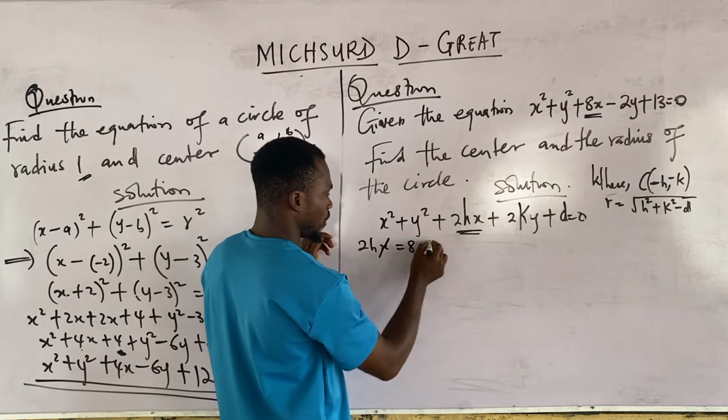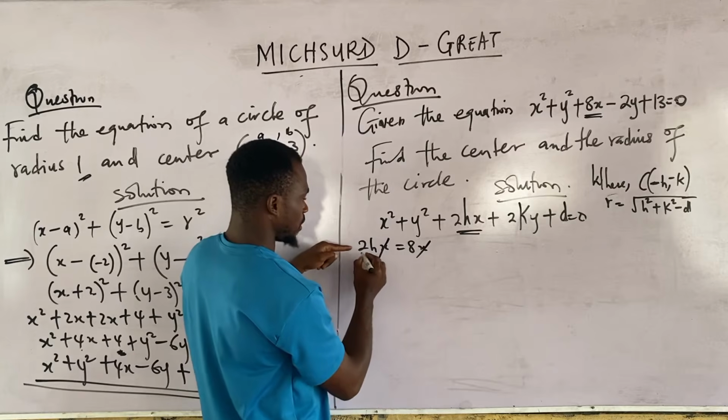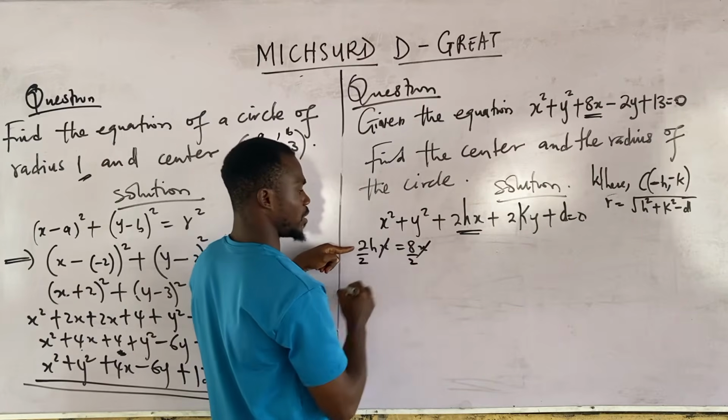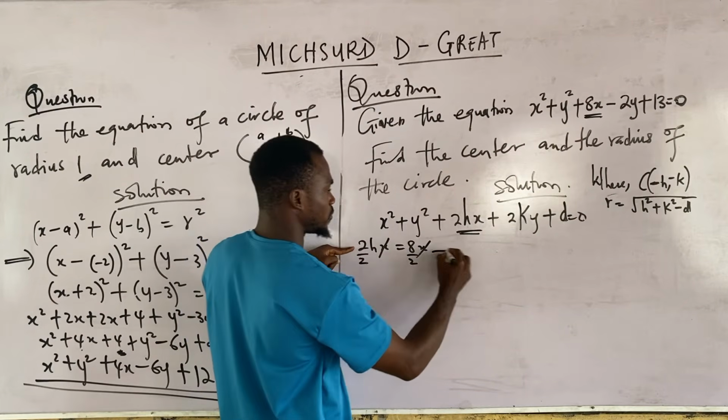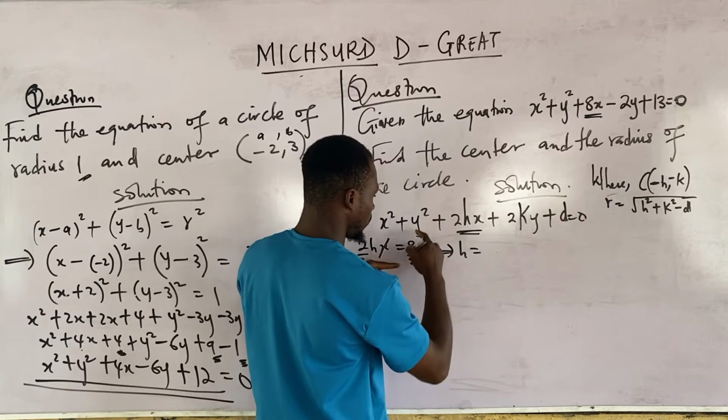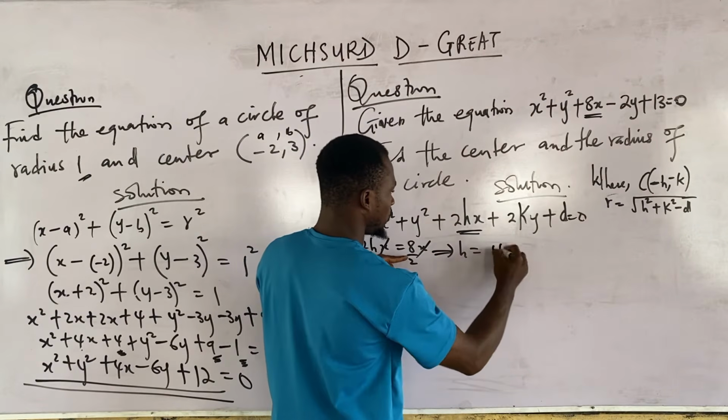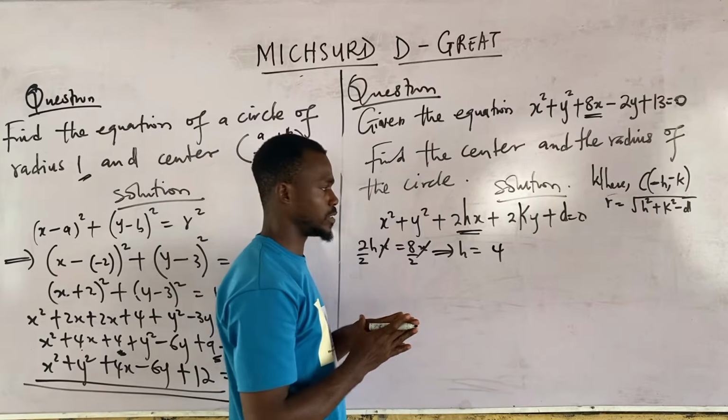So we cancel out x. Now we divide through by 2, we divide through by 2. The 2 cancels out, that implies that h will be 8 divided by 2, which is 4. We have gotten the h.